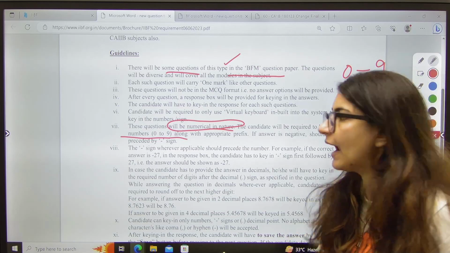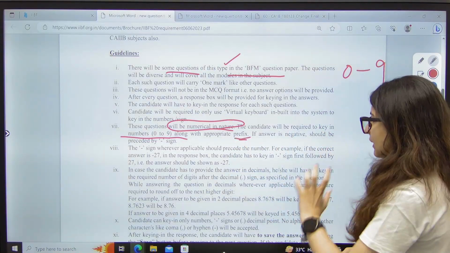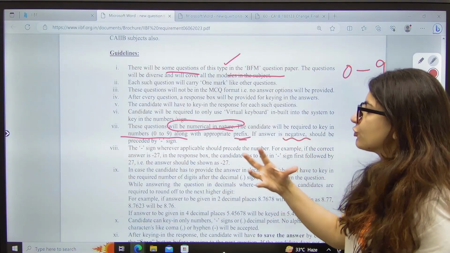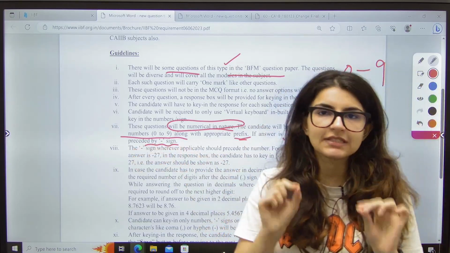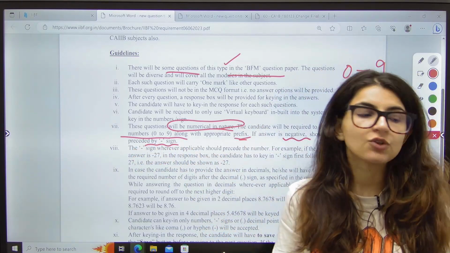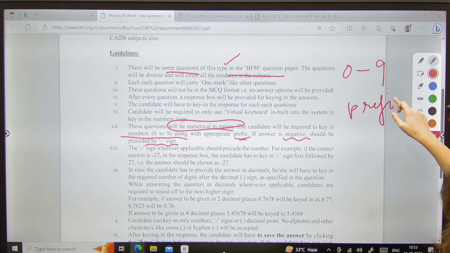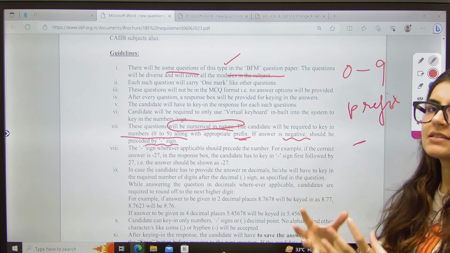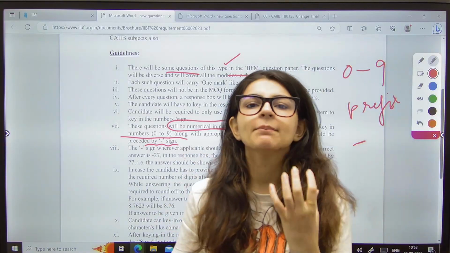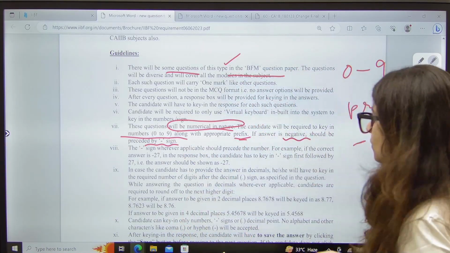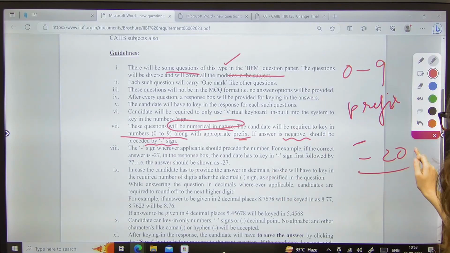What else can you add? With the appropriate prefix. If the answer is negative, it should be preceded by a negative sign. So first, you can add numbers 0 to 9. You can also add a prefix. This prefix will be negative. So suppose your answer is coming as negative 20, minus 20, then the answer will be minus 20 and you have to add a prefix.